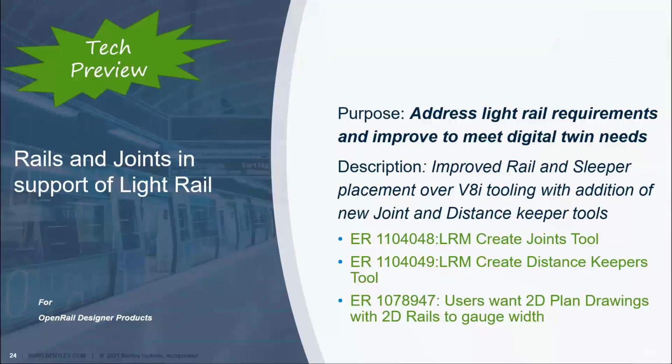Next thing is the support for rails and joints and also light rail. Now, this is both restructuring of our existing rail and sleeper tools, and also an addition of light rail specific tools. So it is not only light rail. We used to have these tools as a light rail package. Now we make them more universal because I think joints and rails are a universal thing. Yeah, it's not only for light rail.